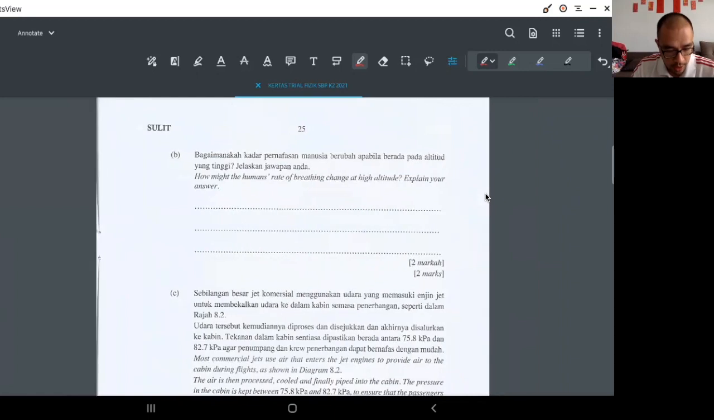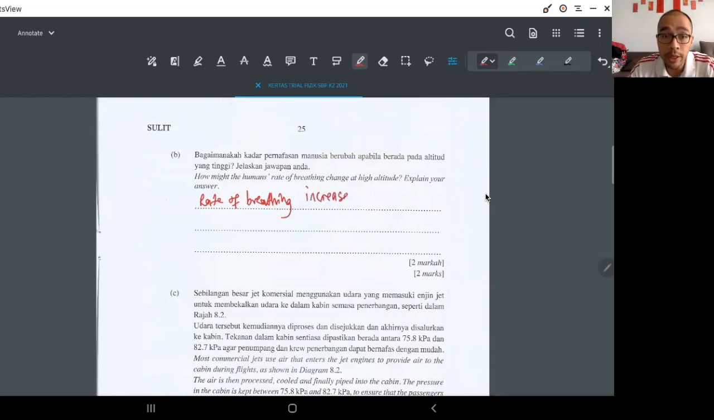Okay. Now, how might the human's rate of breathing change at high altitude? Explain your answer. So, again, guys, this is nothing to do with the plane. Just talking generally about high altitude. When you're going to high altitude, your rate of breathing, will it increase or decrease? Of course, it will increase.